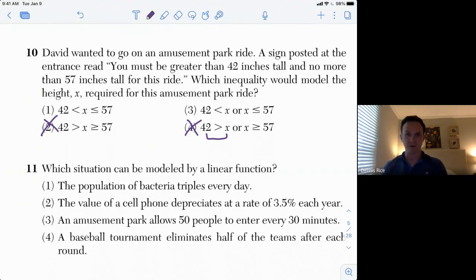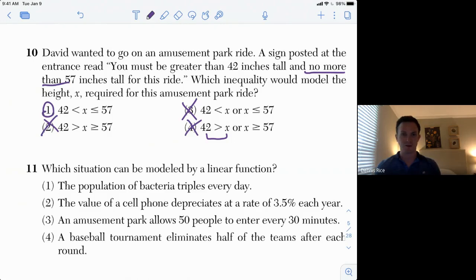So 1 and 3, what's the difference? Number 3 is saying an or statement, which is like you could be taller than 42 or you could be less than 57. We want to have both of those at the same time. So the compound inequality here is choice 1, saying you have to be greater than 42, and at the same time, you have to be less than or equal to 57. That's what no more than translates to. That's not a common one, if that threw you off. But luckily, there weren't really any tricks with that. No more than means less than or equal to.